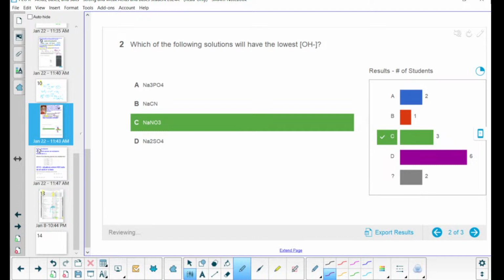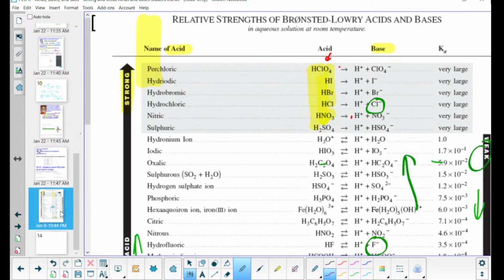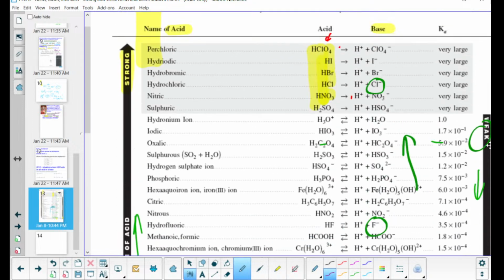So if I go to the table, I was confused. Yeah, here the bases get weaker as you go up. Exactly. So that one was right there. I think I got the answer. Okay.